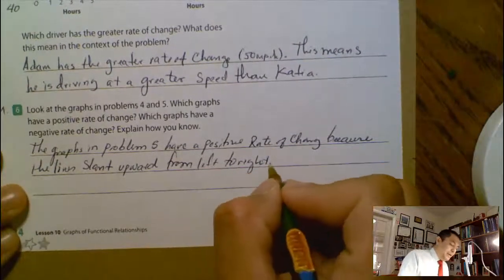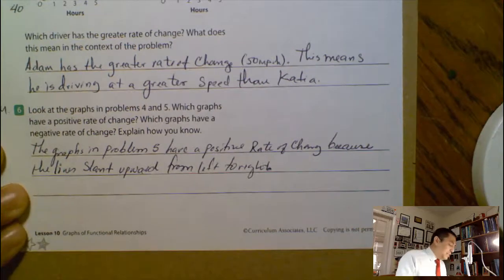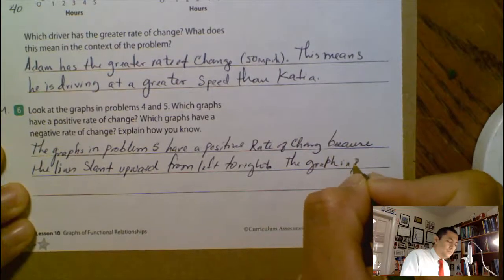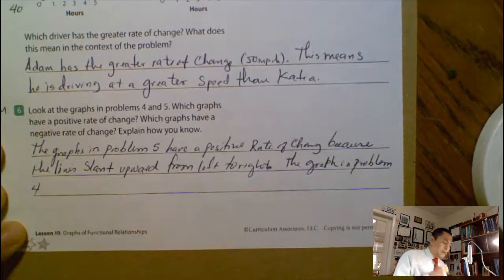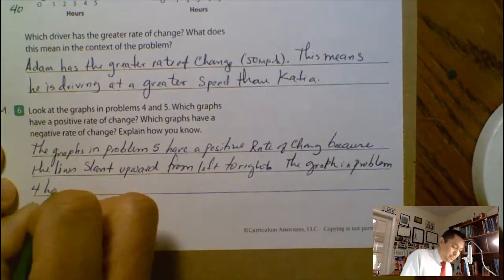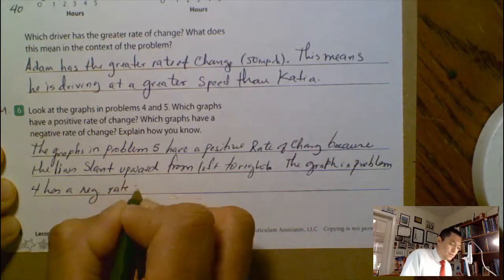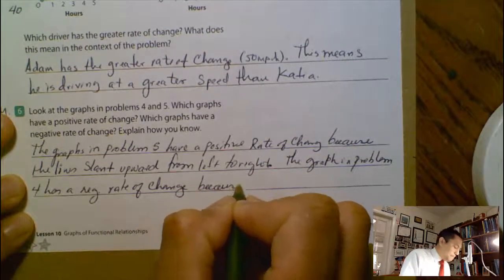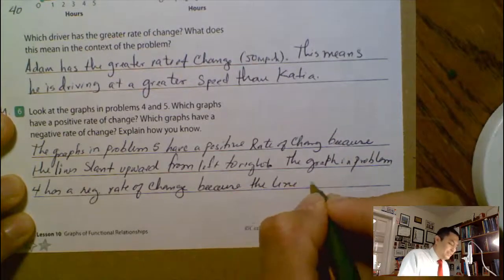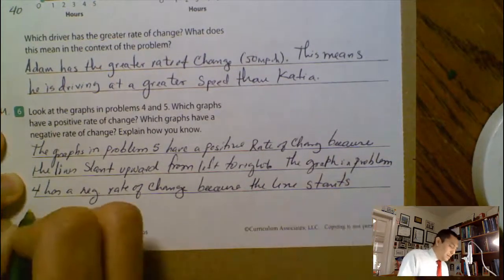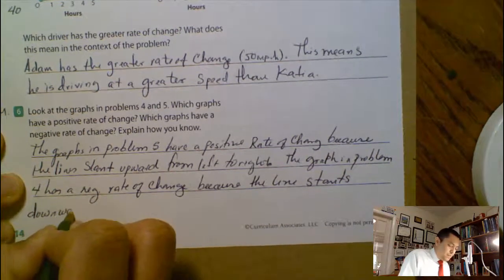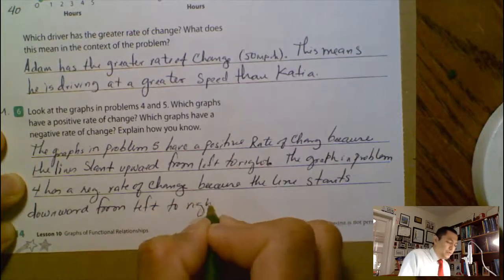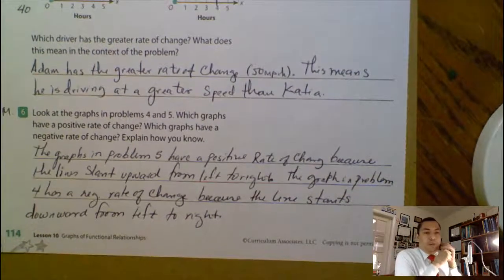Okay, next one. Remember that we have several questions in the same problem. So in this case, the graph in problem 4 has a negative rate of change because the line slants downward from left to right. Okay, and that's going to be the solution for problem number 6.